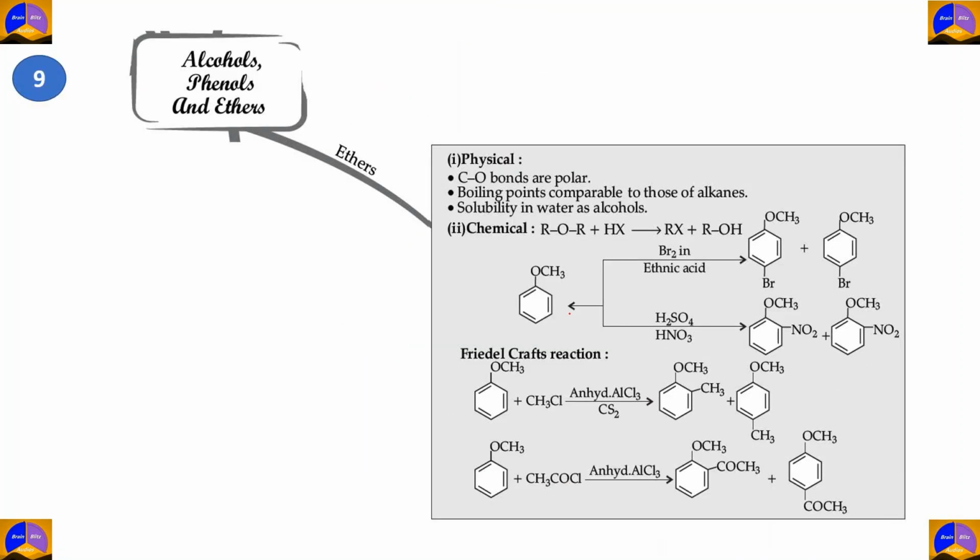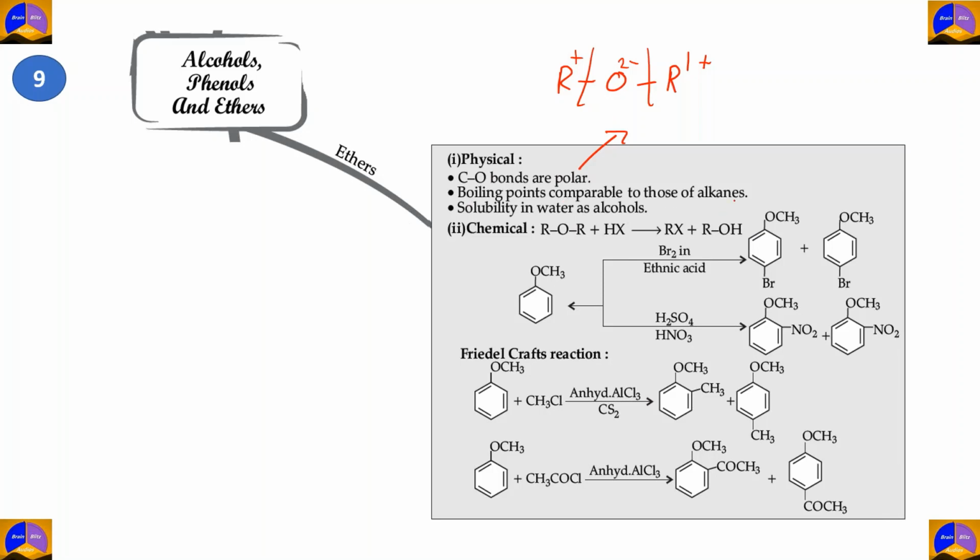Let's look at the physical and chemical properties of ethers. First property, the C-O bonds are polar, which means that in an ROR component, if these bonds are cut, then this will gain a positive charge and this will gain a negative charge. That is the meaning of breaking polar bonds, because polar bonds are when electron transfer occurs.